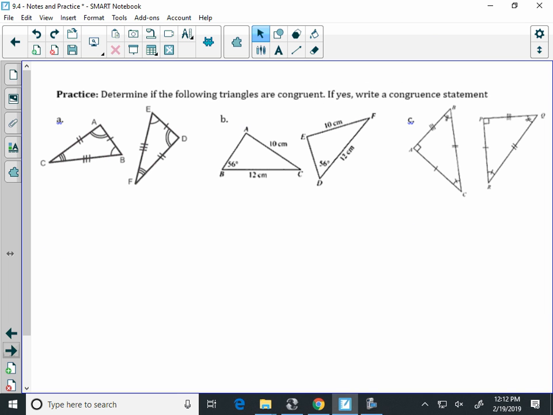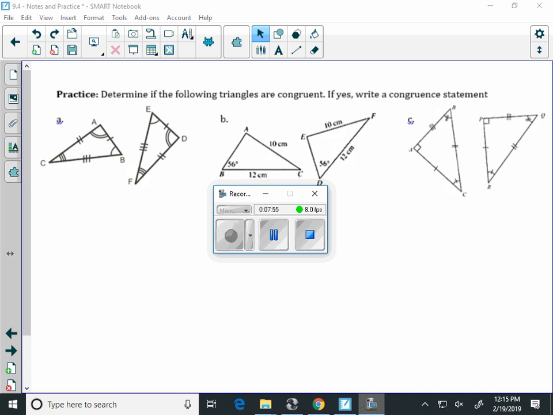Determine if they're congruent. Again, to be congruent, all three sides have to be the same. All three angles have to be matched up. If they are congruent, state a congruent statement. If they're not congruent, say not enough info to determine if they're congruent. Like a minute or two.